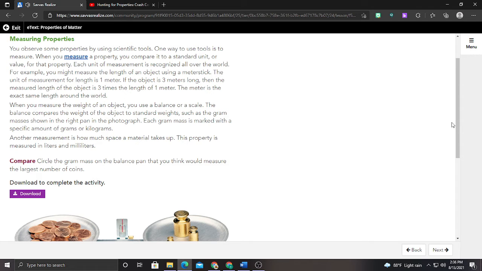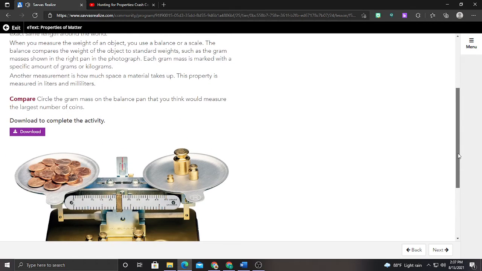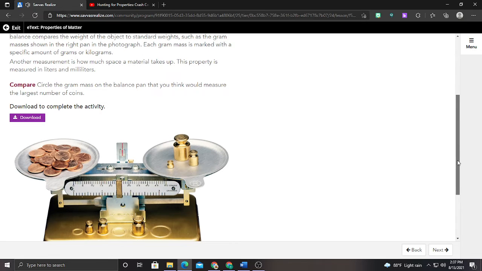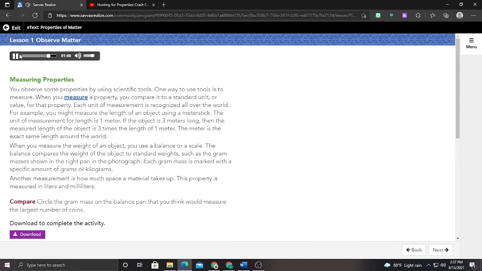When you measure the weight of an object, you use a balance or a scale. The balance compares the weight of the object to standard weights, such as the gram masses shown in the right pan in the photograph. Each gram mass is marked with a specific amount of grams or kilograms. Another measurement is how much space a material takes up. This property is measured in liters and milliliters.